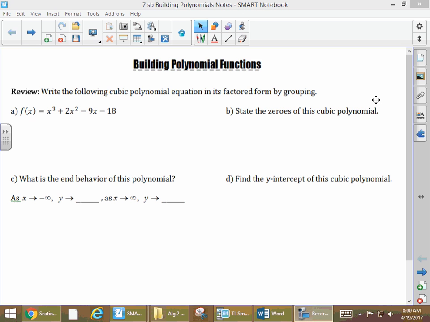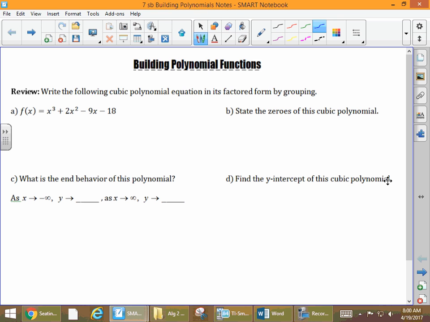We're going to talk about building polynomial functions today, and before we get there, we need to digress a little bit and go back to some older material, try to get that back in our minds, and then we can relate it to our new work today. The first problem says write the following cubic polynomial equation in its factored form by grouping. So we give it away because we tell you even what method to use, which I wish that we wouldn't have done, but anyway, we did.